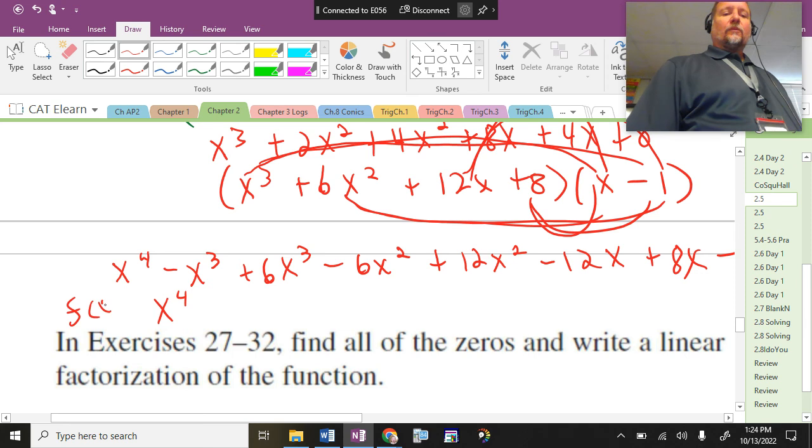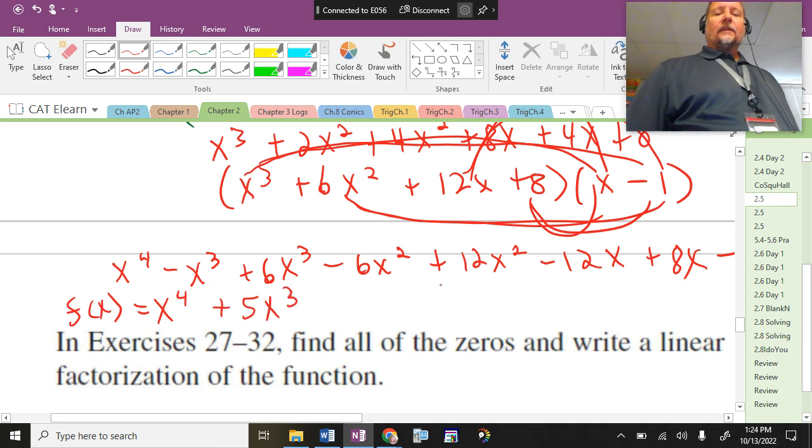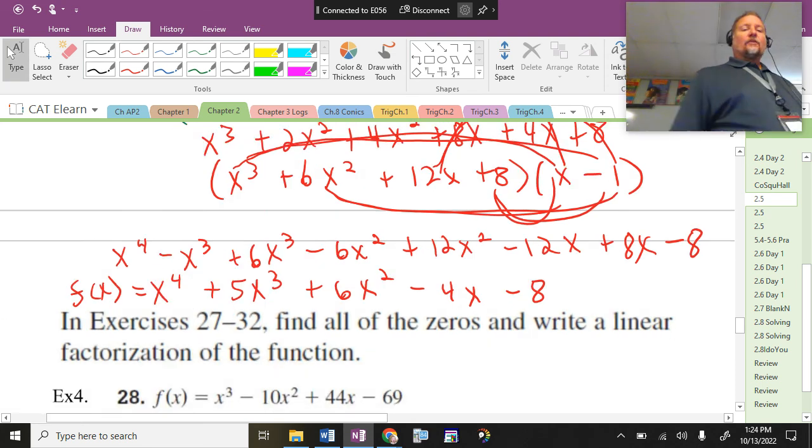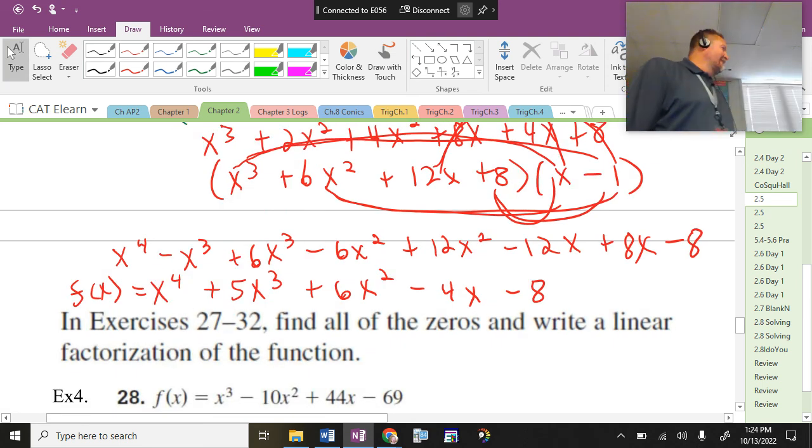So f of x equals that. And then these added together is 5. These added together is conveniently 6. These added together is negative 4. And then that is just negative 8. Oh, that's a rough one.